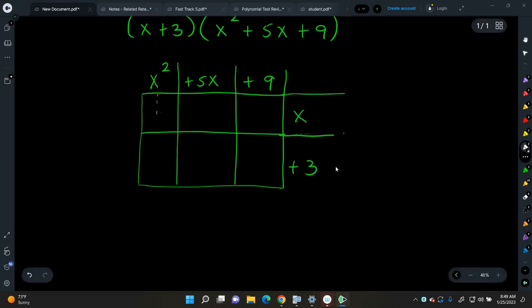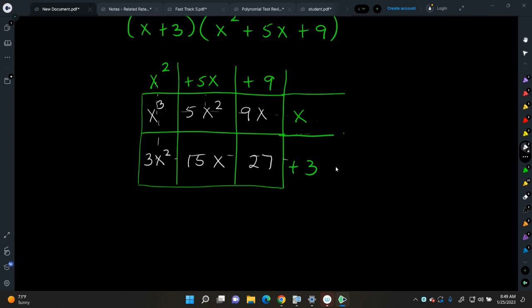We're going to do x squared times x, which gives us x to the third. And x squared times 3, which gives us 3x squared. Okay, and then we do 5x times x, which gives us 5x squared. 5x times 3 gives us 15x. 9 times x gives us 9x. 9 times 3 gives us 27. Does anybody have a question about how we filled in the table? It's just a regular multiplication table.